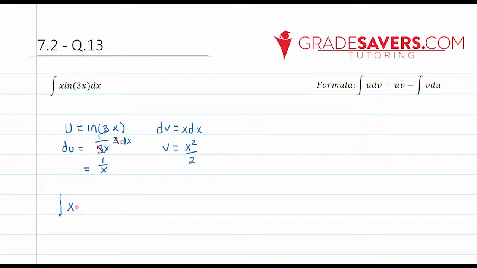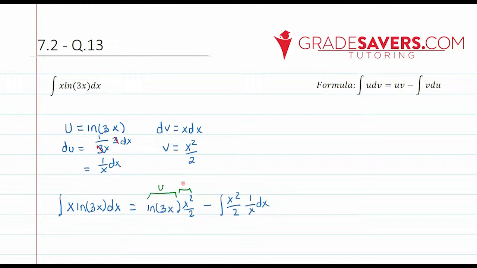So let's just write our original question. The integral of x ln 3x dx is equal to u times v, so ln of 3x times x squared over 2, minus the integral of v du, which would be x squared over 2 times 1 over x. And I forgot to put my dx here, so let's add that in. And that's good. So again, just to clarify, this is my u, this is my v, and this is the integral of v du.